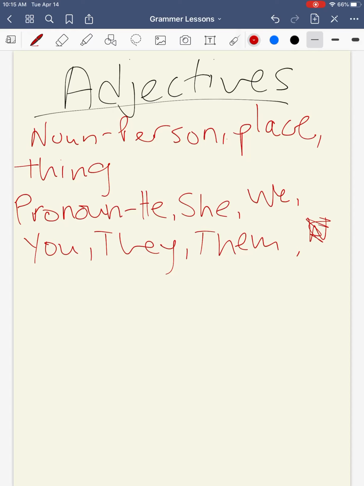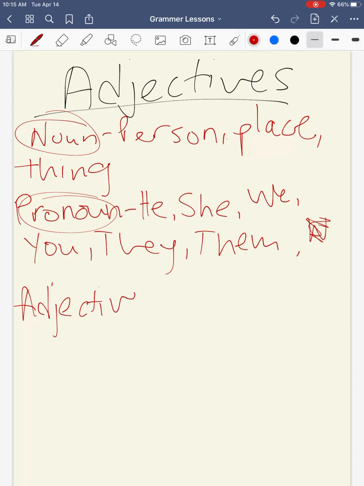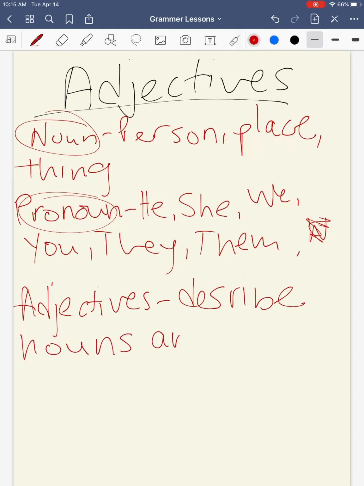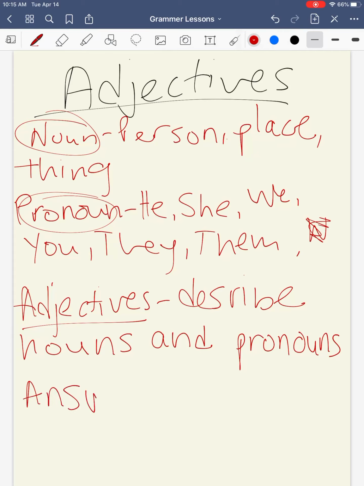Okay, so the adjectives describe nouns and pronouns. Again, this is a review. We've studied this before. Adjectives describe nouns and pronouns. They answer 3 questions.